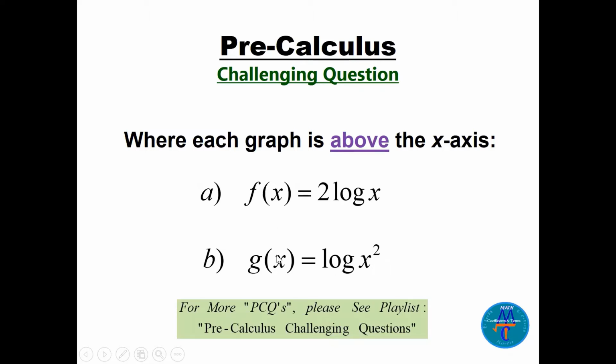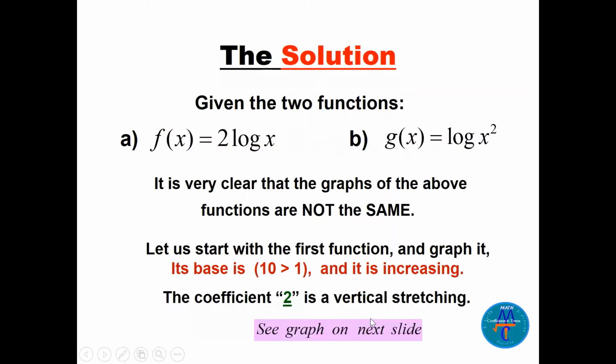Why did I put two functions here? Because they are a little similar and there is a little difference in the argument. For other pre-calculus challenging questions, please see the playlist down here. Now we have the two functions. Just by looking, it's very clear that these graphs are not the same because the arguments are not the same, even though sometimes we can bring the 2 down and it becomes 2 times log of x. I will show you all the details.